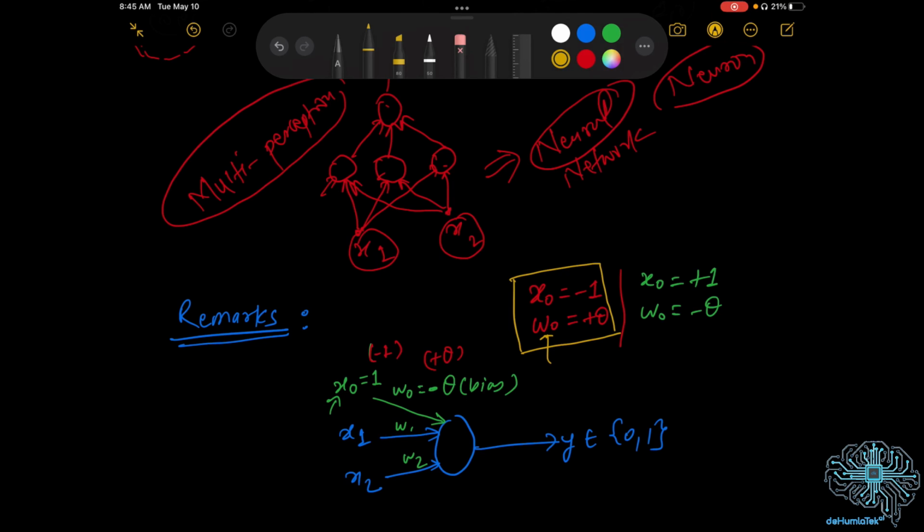During the learning process, our optimization algorithm will tune w naught, w1, w2, all the weights. We don't want to build any kind of restriction or set any constraints while learning, on the bounding of these weights, so they can take any positive or negative value in order to minimize the loss.